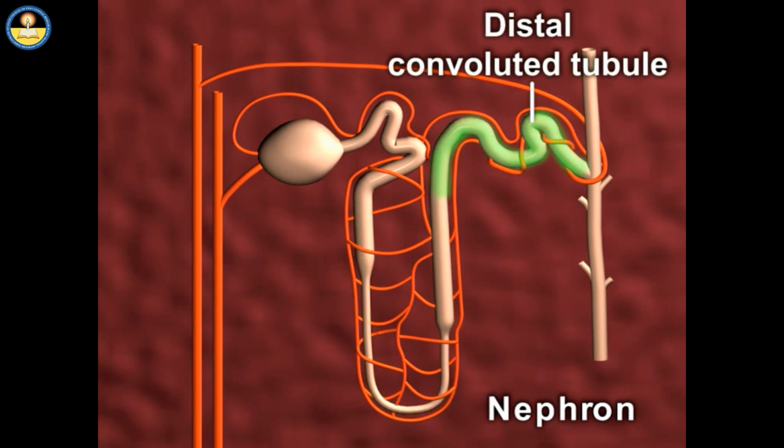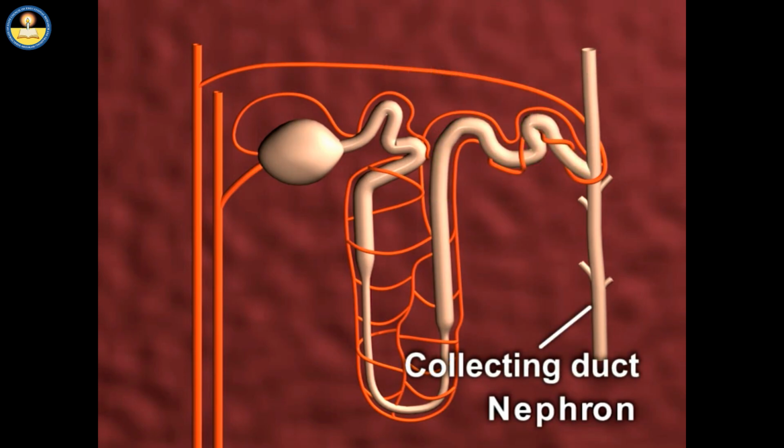Distal convoluted tubule. The nephron tube then convolutes again, and since this convolution is far from the glomerulus, it is called the distal convoluted tubule. Collecting duct. Finally, the nephron joins a collecting duct that will direct the urine that has been produced to the renal pelvis portion of the kidney.